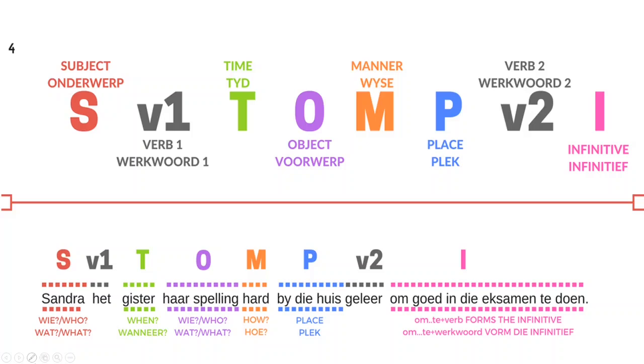Kom ons kyk na 'n voorbeeld. Let's look at an example. The example on this slide is very extensive. Please do not start stressing. Ons gaan begin met die maklikste sinnetjie. We're going to start with the easiest sentence. Hierdie sinnetjie gaan 'n subject, 'n verb en 'n object hê. This sentence will only have 3 elements: subject, verb and object. Let's have a look.